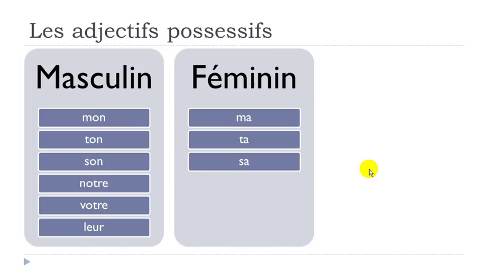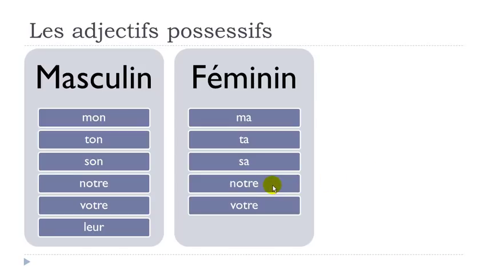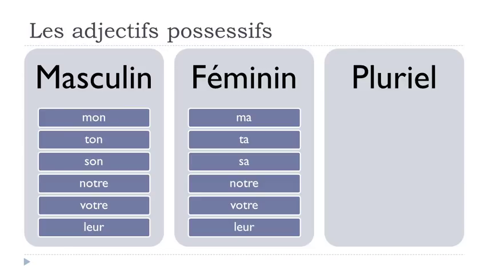And then the good news is that notre is the same, votre is the same, and leur is the same. Okay, so you don't really have a difference between these three persons. You will have to use the same adjectif possessif. So the only difference is there: mon, ton, son, ma, ta, sa. Okay, and now let's see the plural part here.